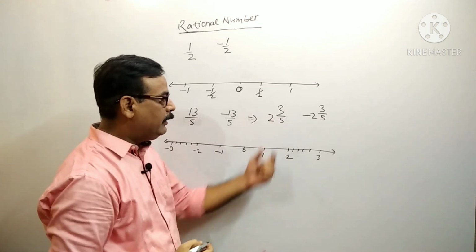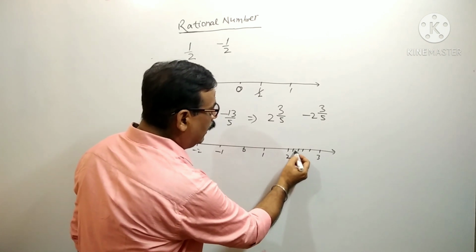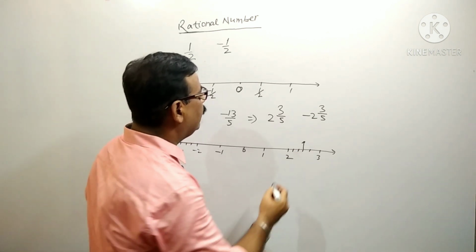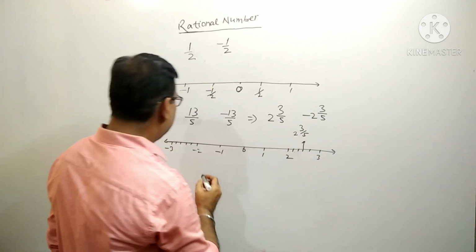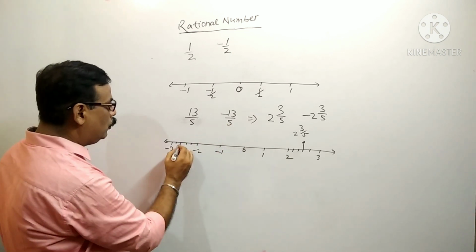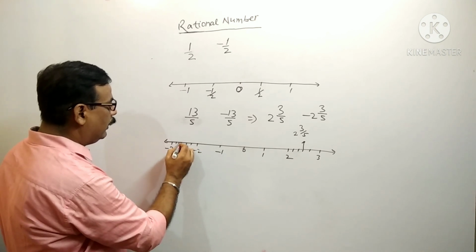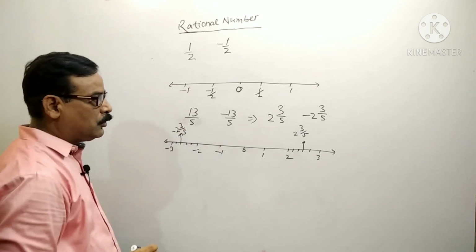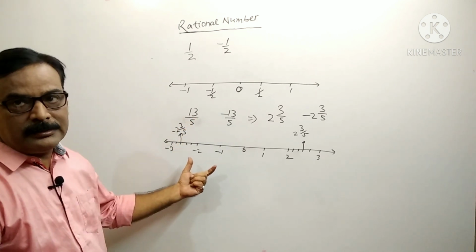So how can we represent that? We have to take 2 and 3 by 5. So 1, 2, 3. This is the place where we can write 2 3 by 5. And the same thing we can do here, that is minus 2 3 by 5. We write here 1, 2, 3, and this is the place for minus 2 3 by 5. So this way we can represent this rational number on a number line.